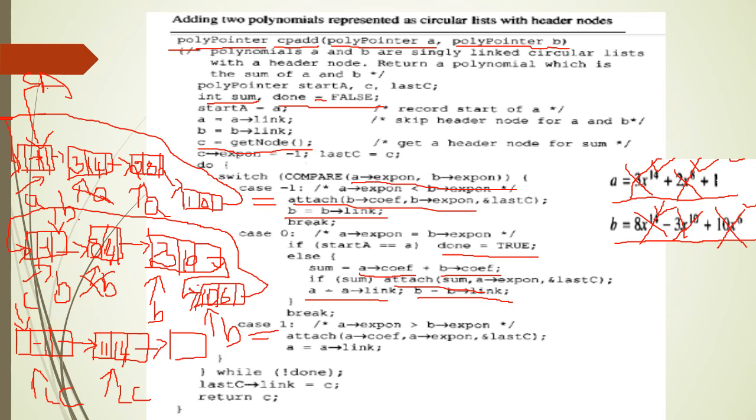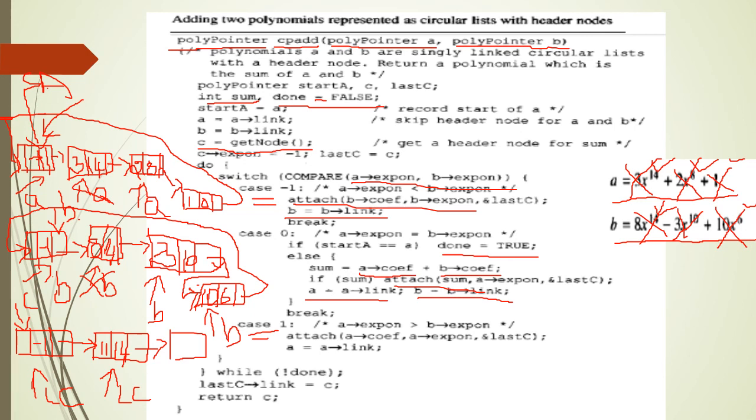So it will attach the term 1 into x to the power of 0 to the resultant polynomial, and this will be removed. Now a comes to the header node of the first polynomial. So it goes back to the switch statement.